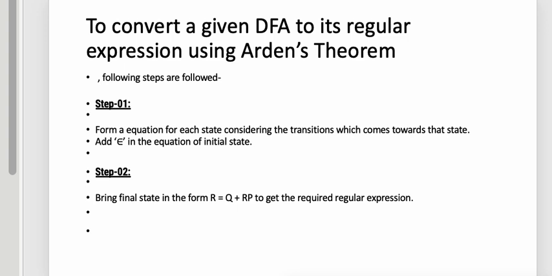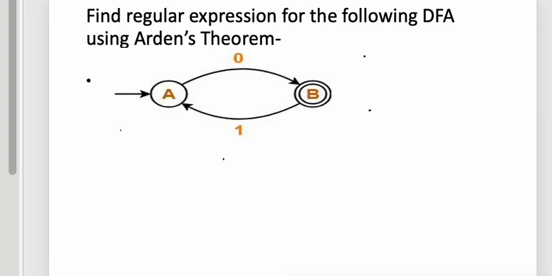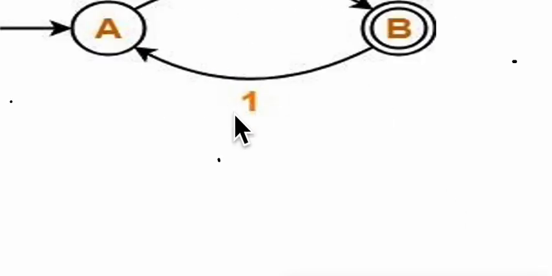First we write an equation for each state, including epsilon for only the initial state, and we have to solve it for the final state. The final state equation should contain only input symbols, excluding states. So we write it in terms of R equal to Q plus RP, and using Arden's theorem we have a solution: we replace R equal to Q plus RP by R equal to QP star.